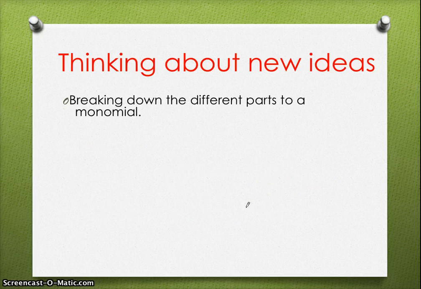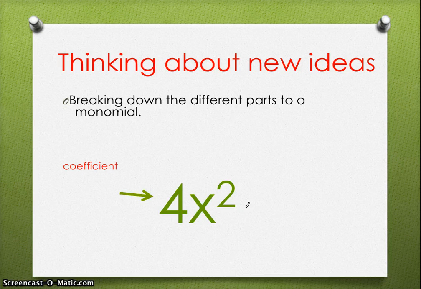Now we want to talk about what monomials look like. 4x squared, that is one monomial. What are the different parts that we have in this monomial?